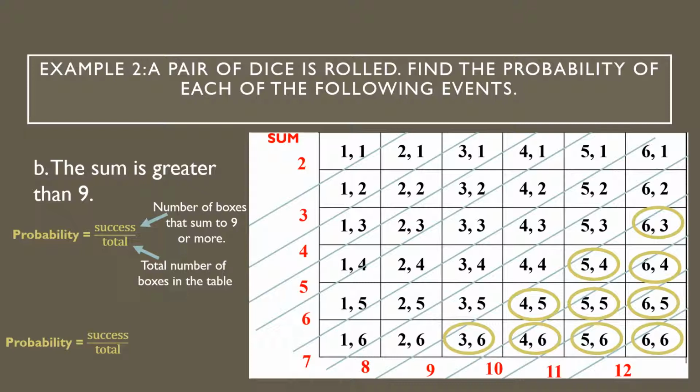So if probability is success over total, we know that there are 10 successes and there are 36 boxes in total. So our probability of rolling a sum that is greater than 9 is 10 out of 36. Once again, if you wanted to simplify this, I think this would be 5 over 18.